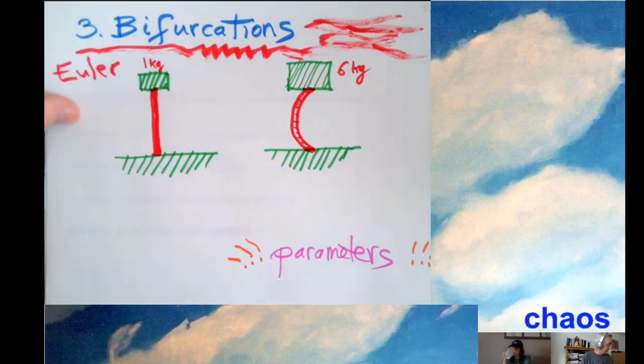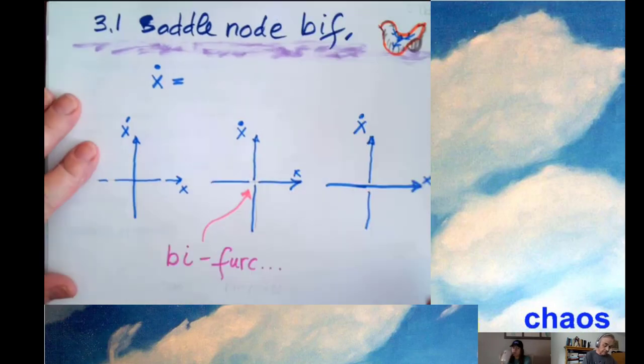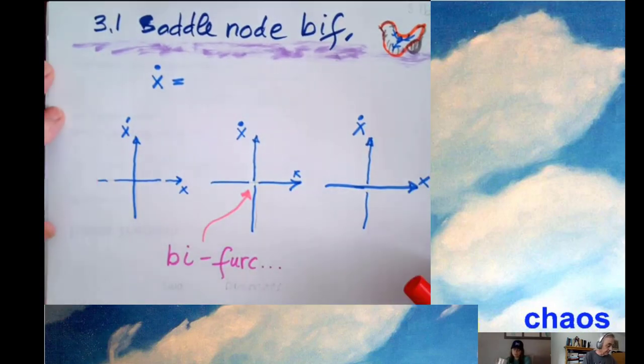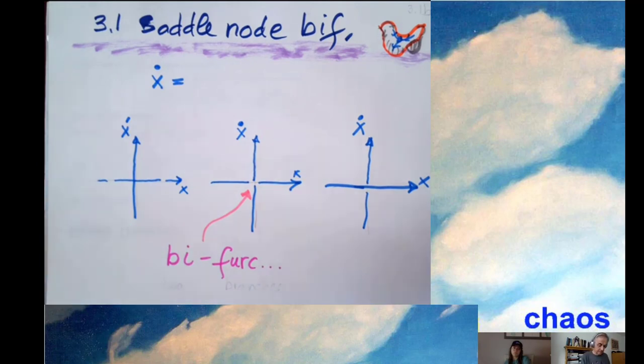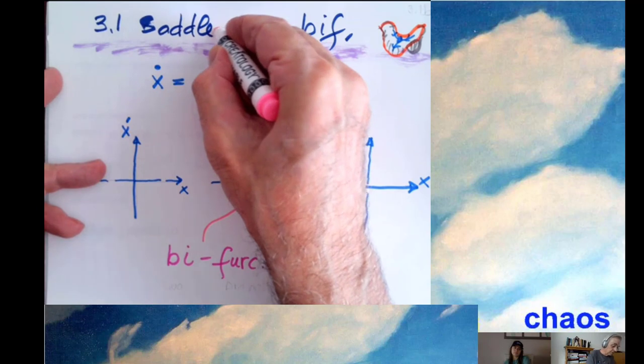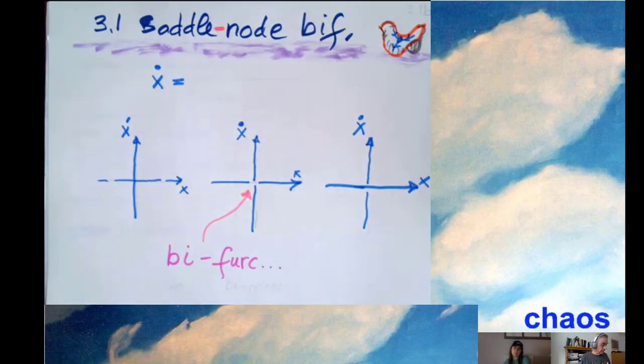Lots of people study this, in lots of languages and cultures, and they tend to give the same thing different names. So we will now look at the simplest possible kind of bifurcation, which is called saddle node bifurcation.